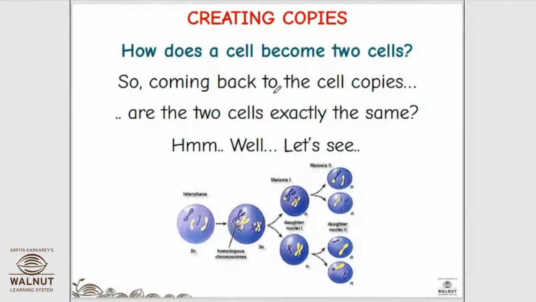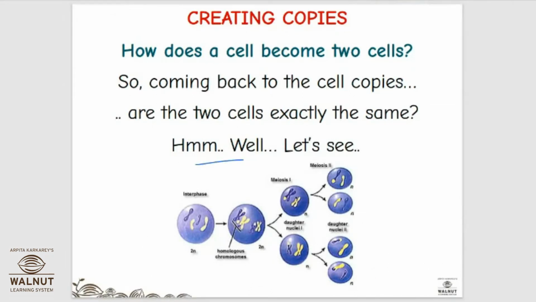So coming back to cell copies, are the two cells exactly the same? Yes or no? You can take yourself as an example. We are children of our parents, right? We are the same as our parents, but are we exactly the same or a little bit different? We are a little bit different, correct? Because whenever outsiders meet us, they say, oh, her face is like her father, or his eyes are like his mother. So we are a kind of mix of both, right? We are not exactly the same.